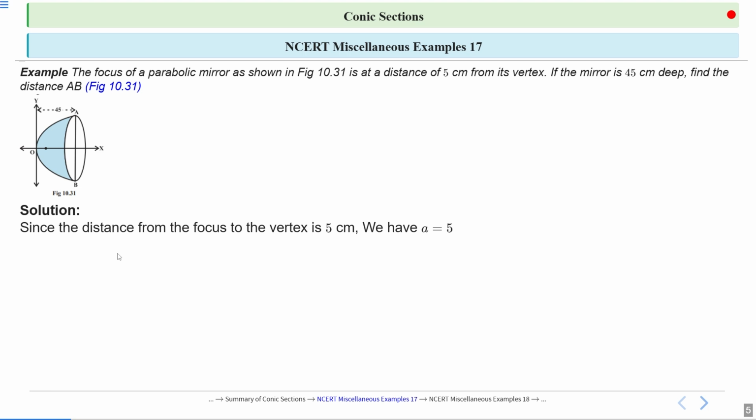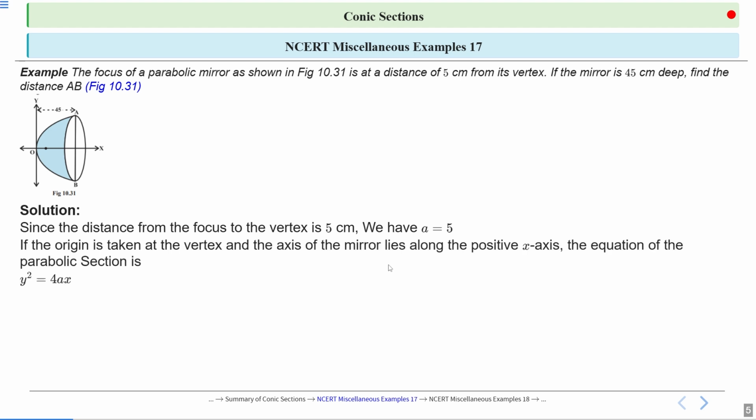Since the distance from the focus to the vertex is given to us as 5 cm, we have a is equal to 5. If the origin is taken at the vertex and the axis of the mirror lies along the positive x-axis, then the equation of the parabolic section is y square is equal to 4ax. Here a is equal to 5 and x is equal to 45. So put the values of a is equal to 5 and x is equal to 45 in y square is equal to 4ax. Then we will obtain y square is equal to 4 times 5 into 45.